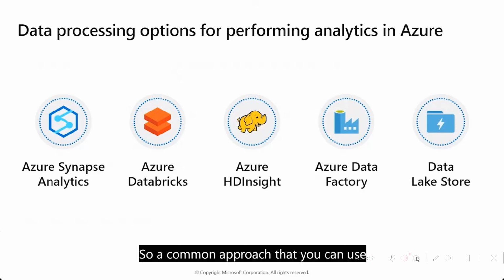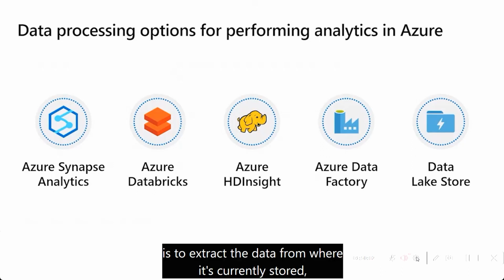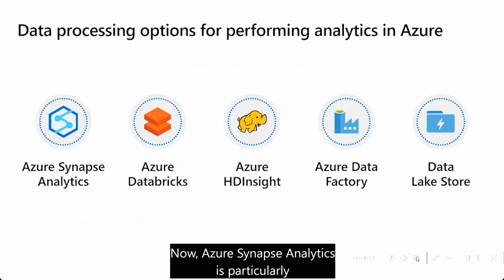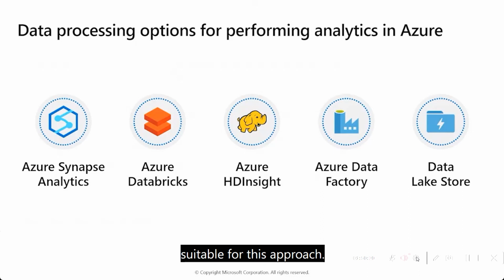A common approach that you can use with Azure Synapse Analytics is to extract the data from where it's currently stored, load this data into an analytical data store, and then transform the data, shaping it so that it's ready for analysis. Azure Synapse Analytics is particularly suitable for this approach. Using Apache Spark and automated pipelines, Synapse Analytics can run parallel processing tasks across a massive dataset and perform big data analytics. Remember, the term big data here refers to data that is too large or too complex for traditional database systems.